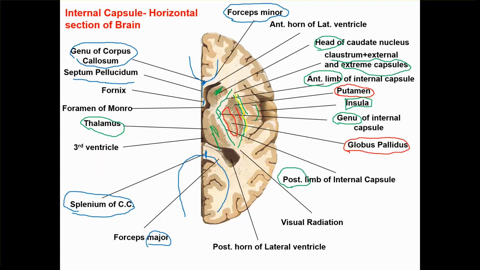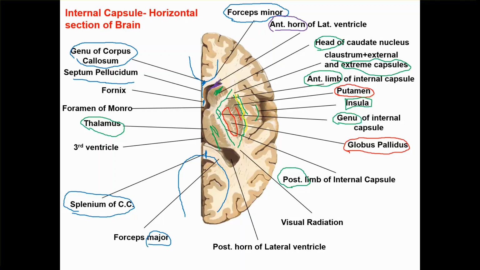Now coming to the parts of the lateral ventricle. The lateral ventricle has 3 horns. The lateral ventricle is present in the cerebral cortex and it has 3 horns. The anterior horn is inside the frontal lobe. Anterior horn is in the frontal lobe. So what you're seeing here, this is the anterior horn here, right?